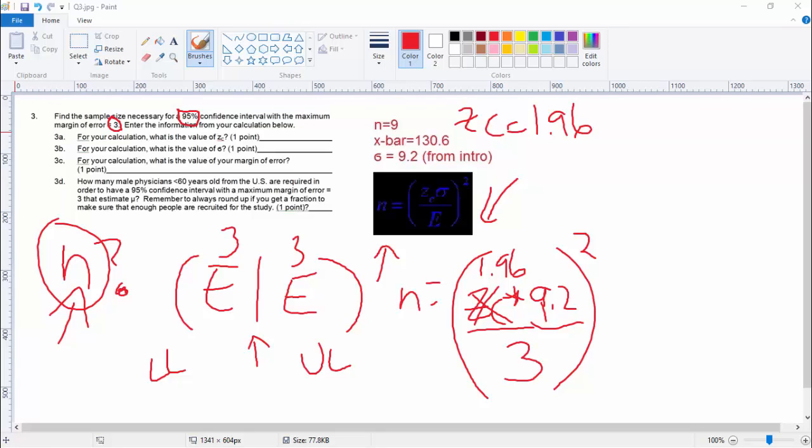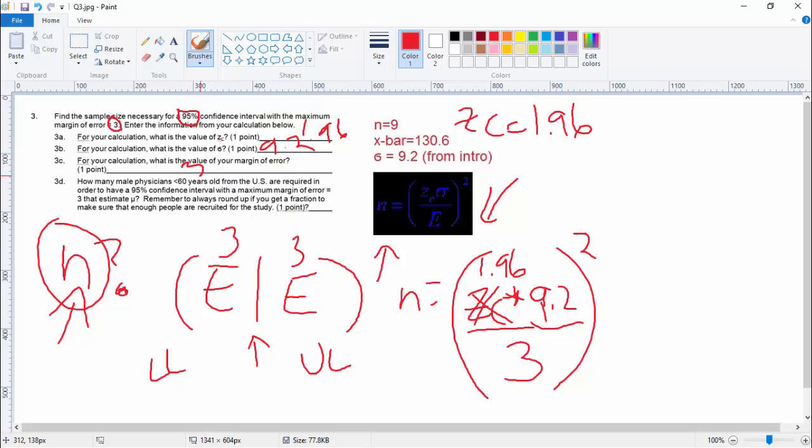And then I'm going to answer these questions on the left. So 3a, for your calculation, what is your z sub c? Well, we already know that's going to be 1.96 because we talked about all that. What is the value of the population standard deviation? That one's kind of a gimme. That's 9.2. And what is the value of your margin of error? Remember, in the sample size calculation, it's in the question, so that was 3.